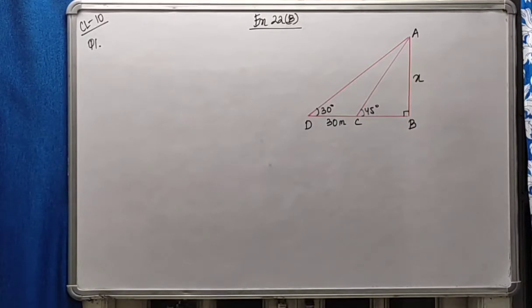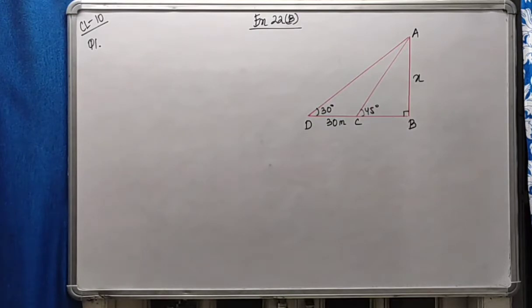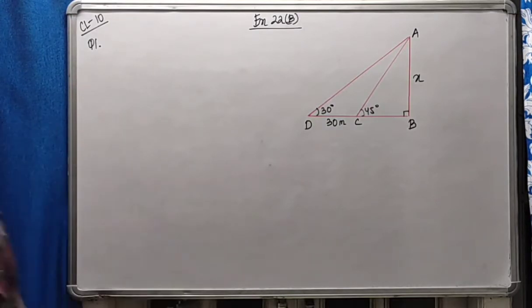Welcome back to the online class, and in today's class we are starting with the new exercise 22b. In this exercise also we need to use the same concepts of heights and distance that we have learned using the trigonometric ratios, the angle of elevation and angle of depression.